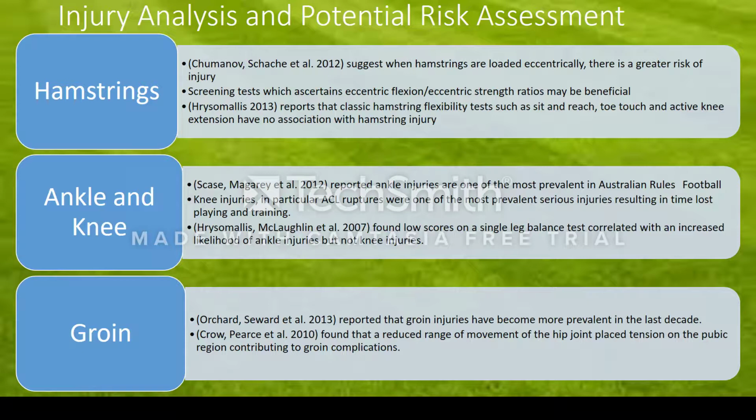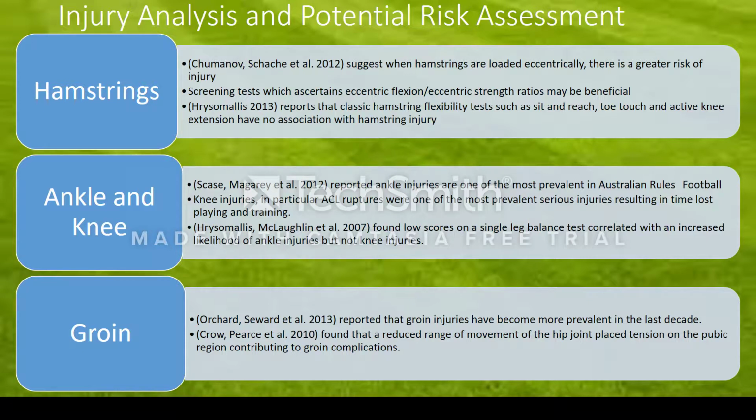Skase and Marjorie reported that ankle injuries are one of the most prevalent in Australian rules football. Despite this, few studies have examined risk factors for attaining an ankle injury. Knee injuries, in particular ACL ruptures, are one of the most prevalent serious injuries resulting in time lost playing and training. Harusamalis and McLaughlin examined low balance ability and its relationship with ankle and knee injuries in elite Australian rules footballers. Low scores on this test were associated with an increased likelihood of ankle injuries, but no association was made with knee injuries. Perhaps some sort of lower leg balance test might be worth considering in our talent identification program.